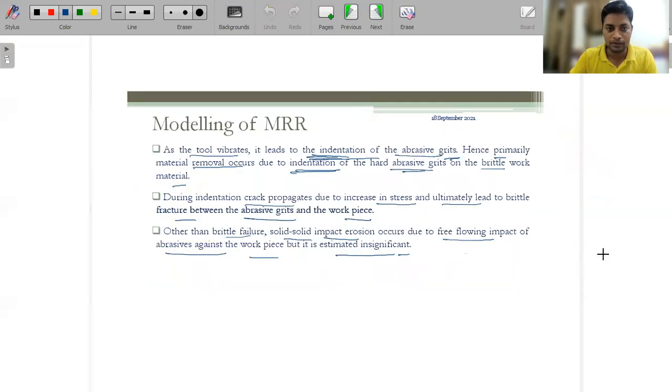That is the only thing mentioned over here, that other than the brittle failure, solid to solid impact erosion, because this abrasive slurry is not free fall, we are giving some velocity. So that speed is maintained, and that occurs due to the free flowing impact of abrasive against the workpiece, but it is deemed insignificant, means we cannot compare. Means a large amount of the material wear is due to brittle failure only.